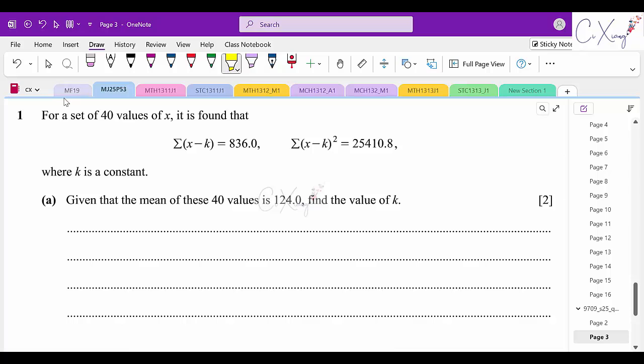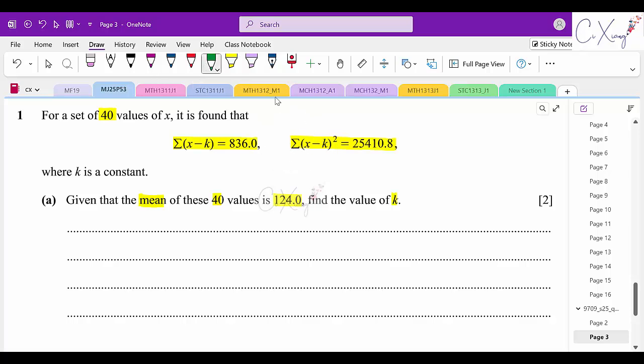We have 40 values of x, and the summary value for the summation of x minus k is given, and the summation of x minus k squared is this one, where k is a constant. We are given the mean is 124 for these 40 values, and we need to find the value of k. When you look at this question, we have the coding summary. That means we have the summation of x minus k and also the summation of x minus k squared.